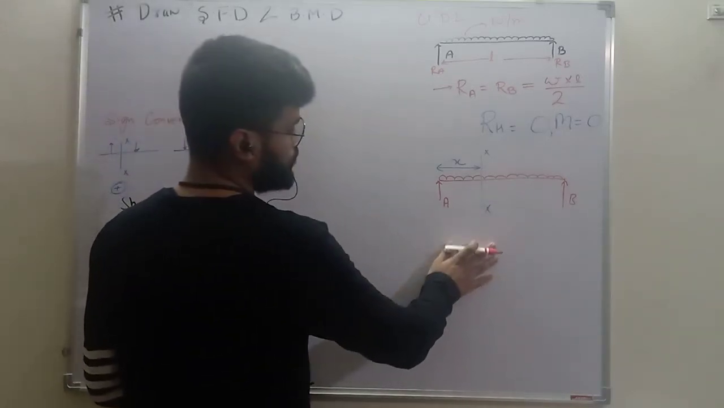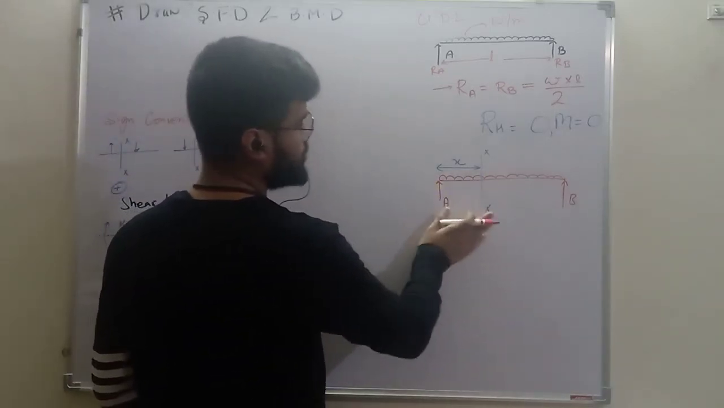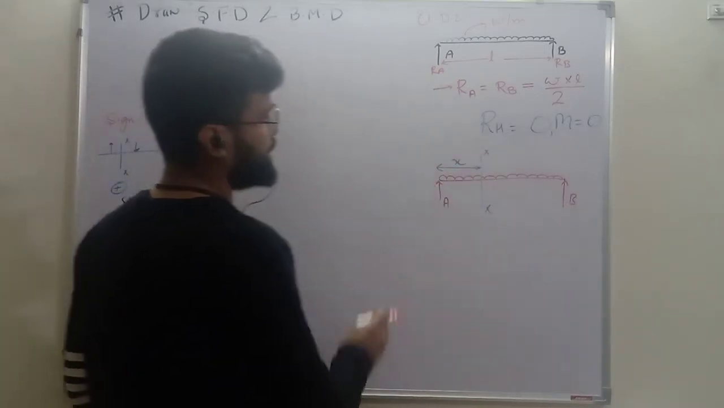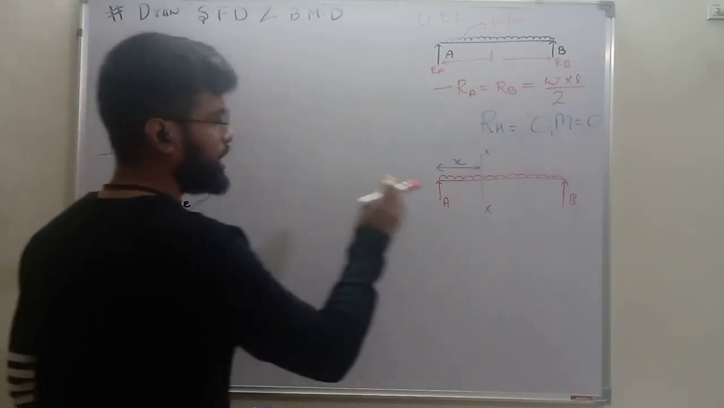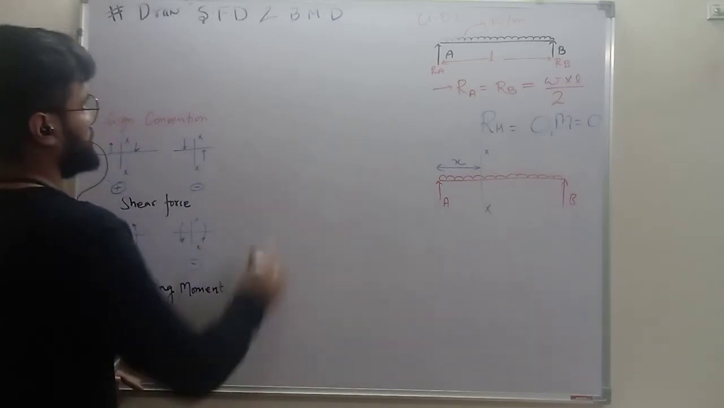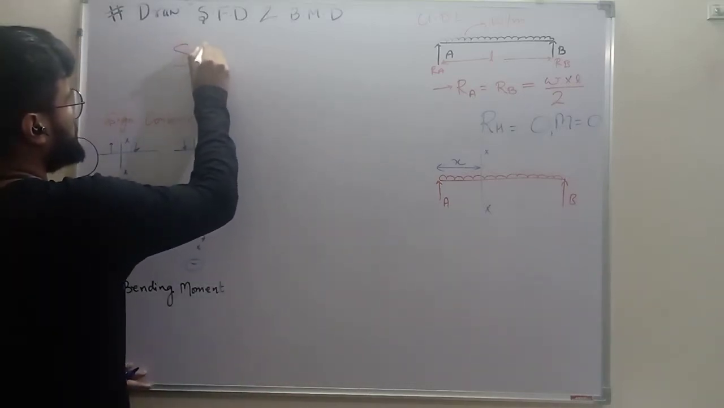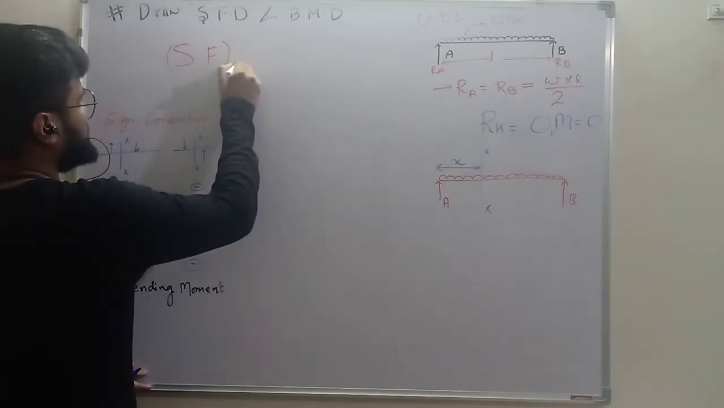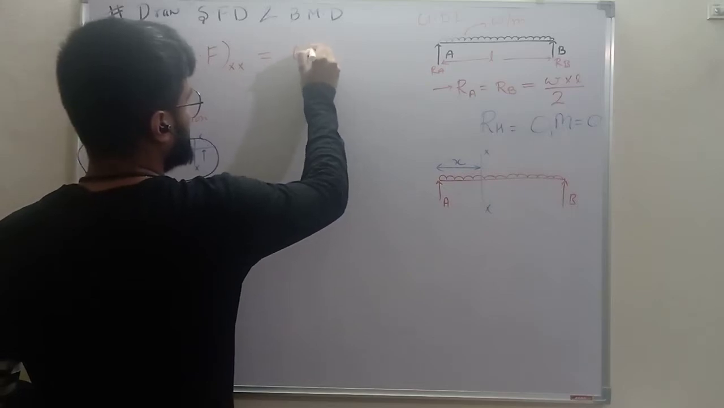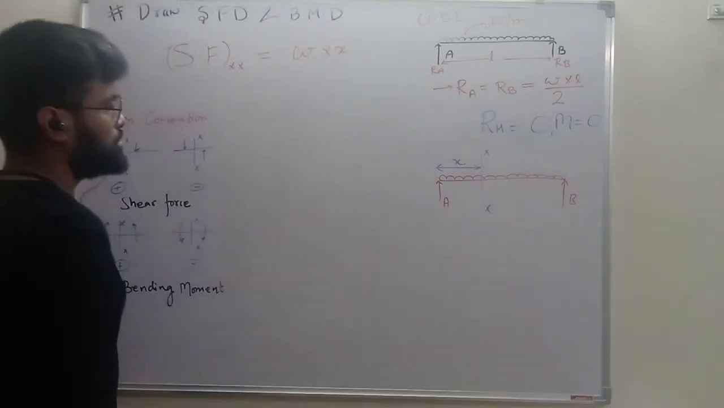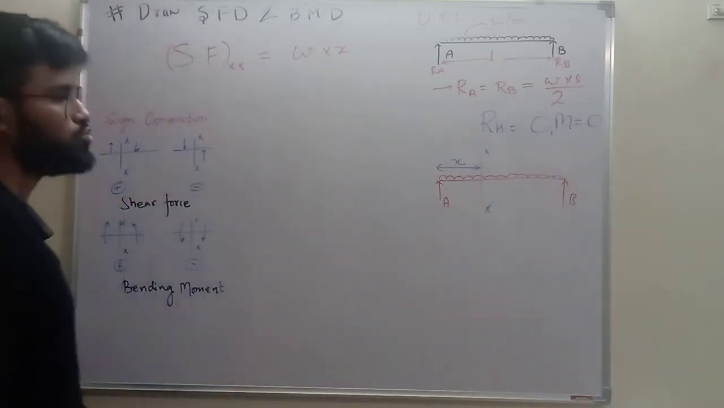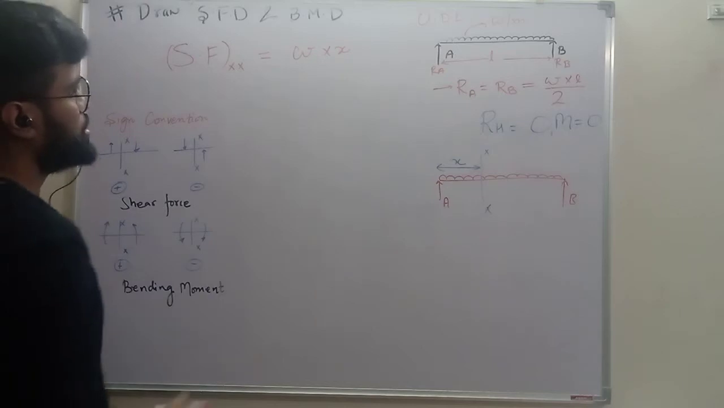What is the load which is acting from point A to the section X? What is the total load? The total load will be W into X, acting between point A and the section. So now we will write the shear force equation for this section. The shear force at section XX will be equal to W into X, because this is the total load at the section X.